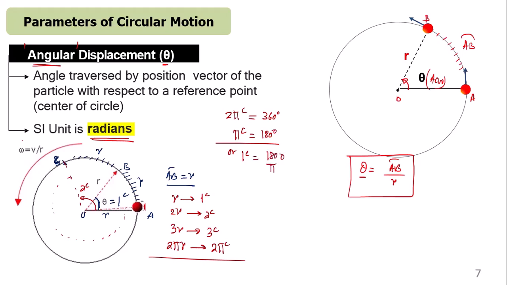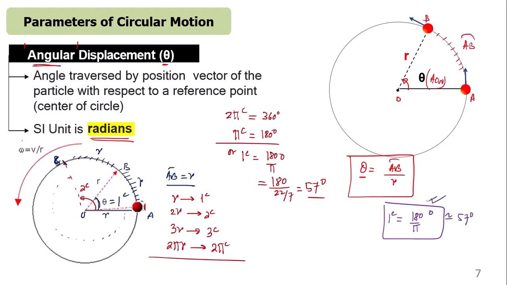Now what is pi? Pi is 22 by 7. So 180 divided by 22 by 7, if you divide this, the number comes to around 57. So one radian is approximately 57 degree, that is an approximate value. So you should take one radian equals 180 by pi degree. This is the correct conversion. You cannot write it is equal to 57 degree. It is approximately equal to.